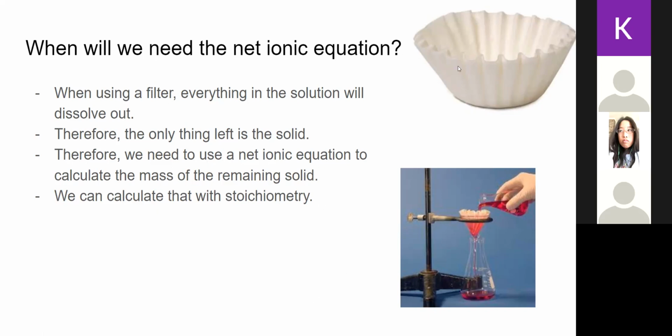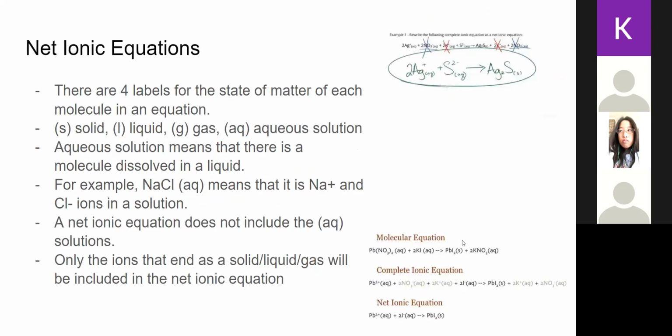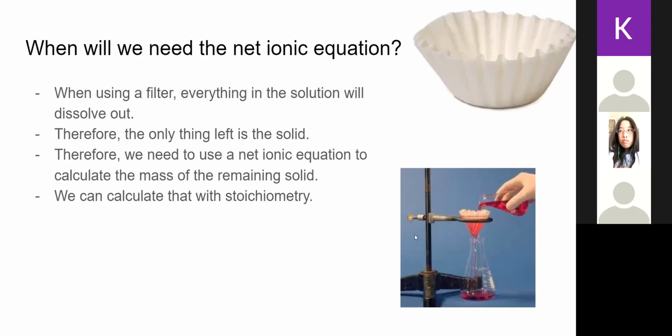So in that situation, all of the aqueous species have fallen to the bottom of the beaker. That's the useless stuff. We don't need it. All we need is the solid remaining. So in that situation, you're not going to want to use the complete molecular equation. You're going to want to use the net ionic equation for easier solving to find the mass of the solid. And then we'll calculate that with stoichiometry. We've mentioned this briefly in the past. I don't know if you remember, but today we're going to go into it a little deeper.